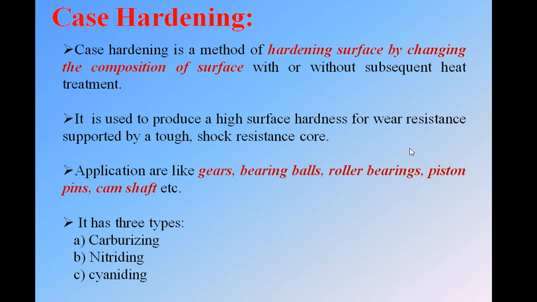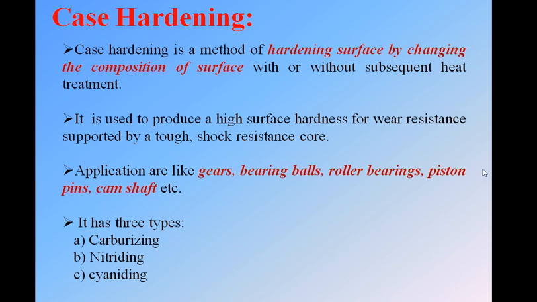The applications are where there is a surface touch or where there is surface friction. Okay, so all these applications require a hard surface, a wear resistant surface. This can be produced with the help of three types: carburizing, nitriding, and cyaniding.